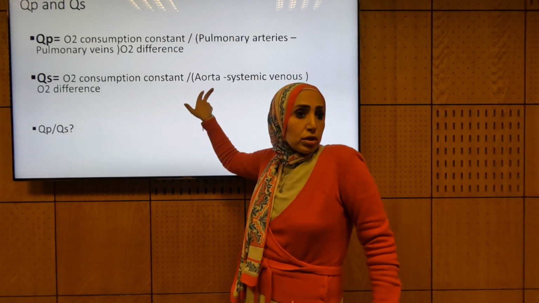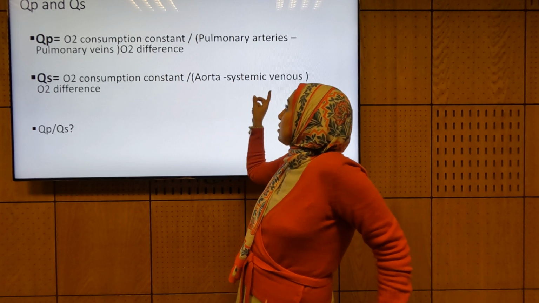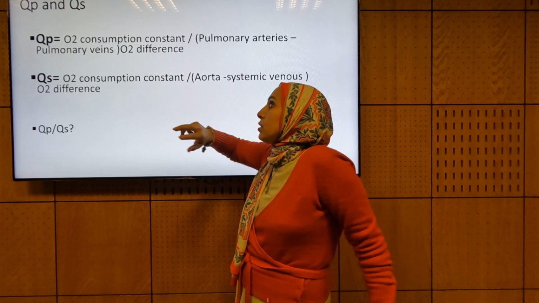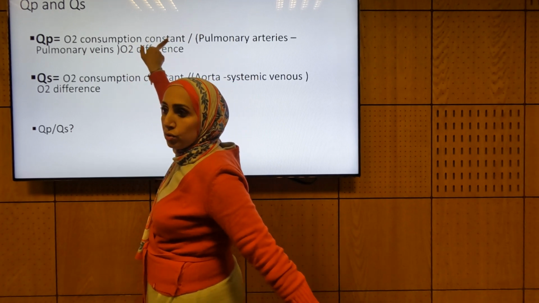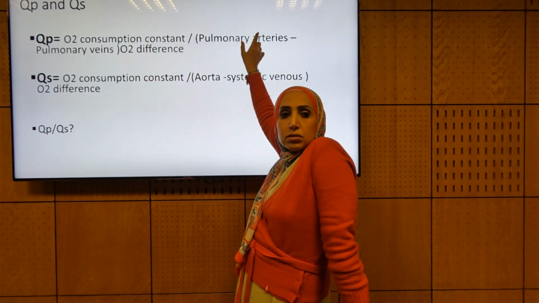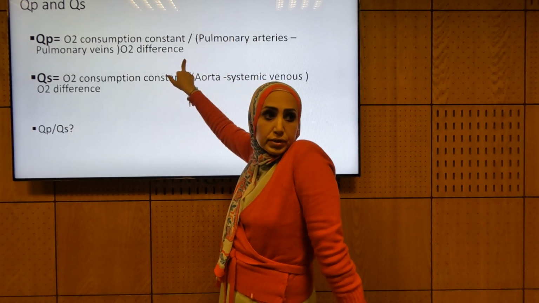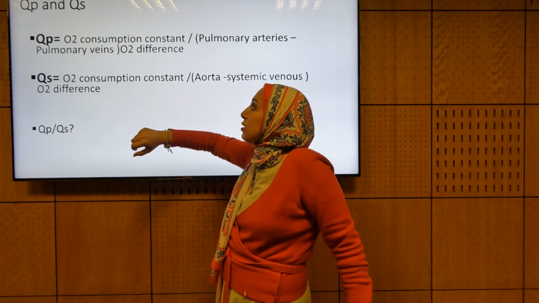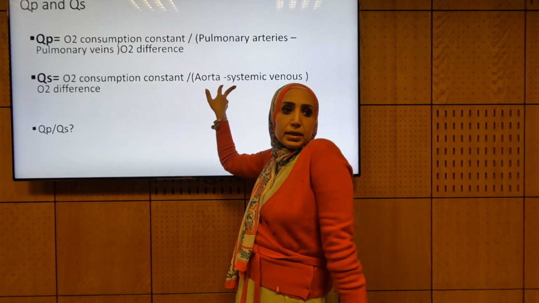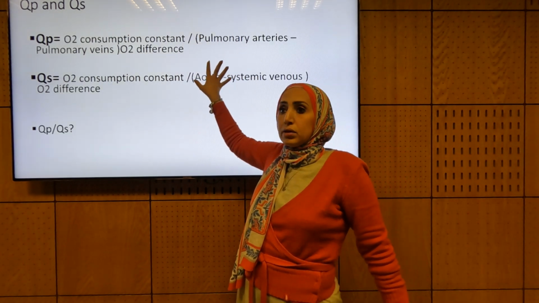And in the systemic circulation, it starts with the aorta and ends in the systemic veins, the inferior and superior vena cava. So he said, if you take the oxygen consumption divided by the difference between the oxygen saturation at the beginning and the end of the circulation, this is the QP. And you have an oxygen consumption constant and the difference between the beginning and the end of the circulation in the systemic, so you have the QS.